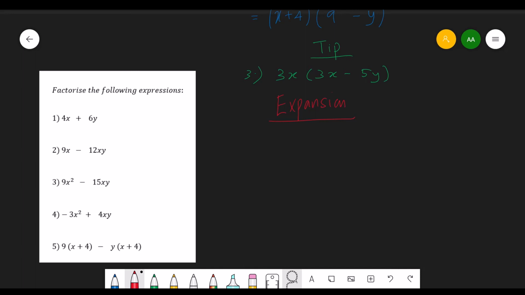You will carry out your expansion, and then you are supposed to get back the question. In this case, we are supposed to get back 9x squared minus 15xy. So we are going to expand this. 3x multiplied by 3x will give me 9x squared, and then 3x times minus 5y is equal to minus 15xy. Comparing this and this, they are both the same. So you can be confident that this is the correct answer.